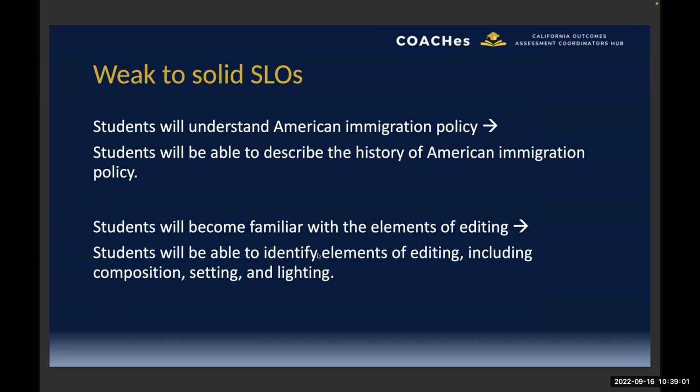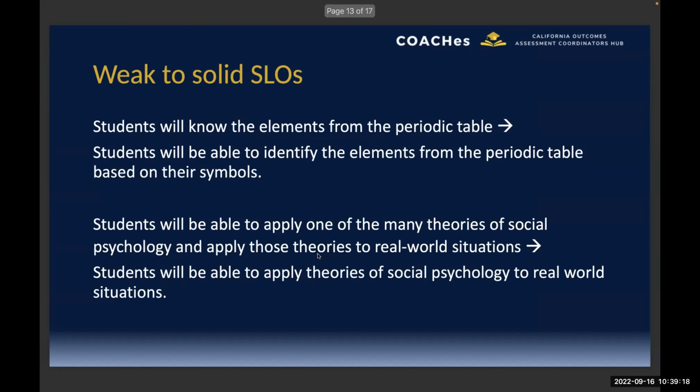Okay, just kind of becoming familiar. Students will become familiar. That is not something that is truly measurable. So when we say that they will be able to identify elements, that becomes measurable. Okay, so these examples are in here for you to look at so that you are able to determine what is a little bit more of a weak student learning outcome and what makes them a little bit more solid.